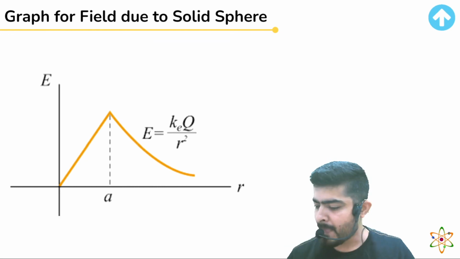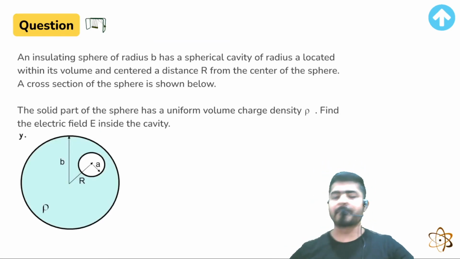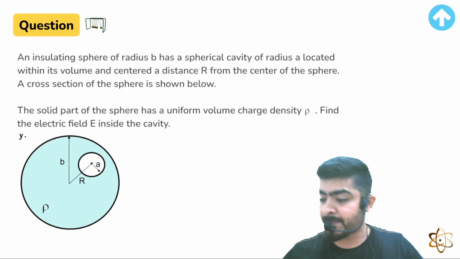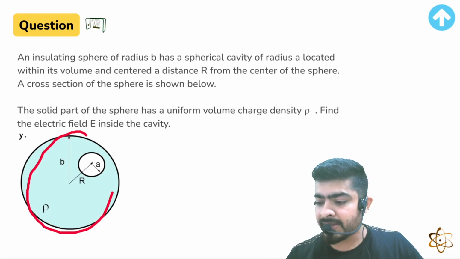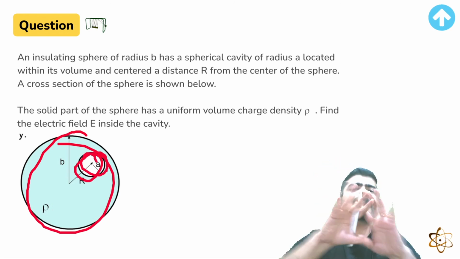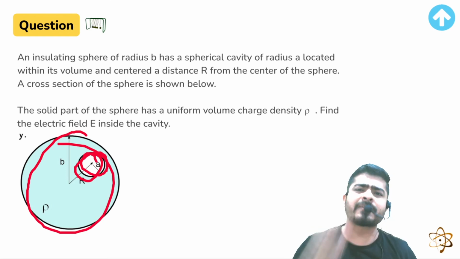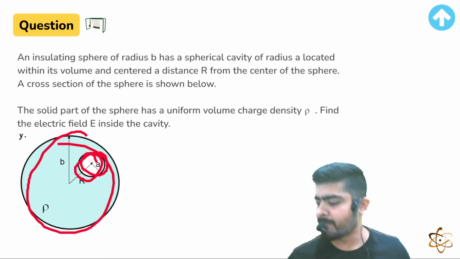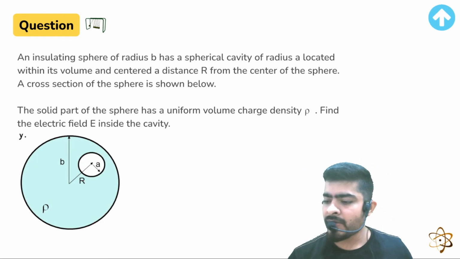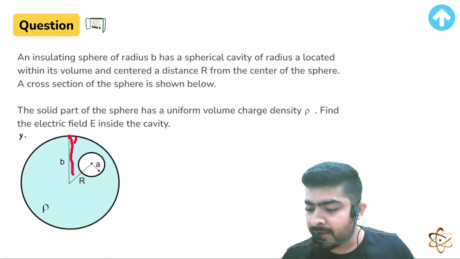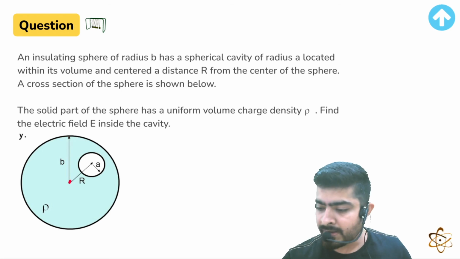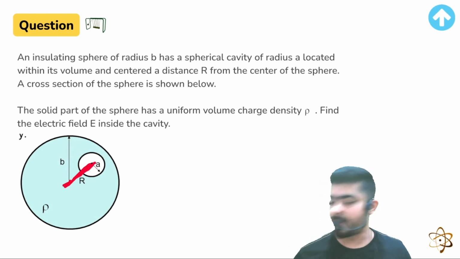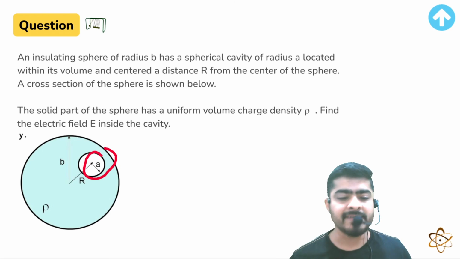All right. Now let's look at one very important question in case of solid spheres. So here you got a sphere. This is a solid sphere with a cavity inside it. That is, there's an entire solid sphere, but inside there's a spherical hole, a spherical cavity. So the radius of the bigger sphere is b. The distance between these two centers is capital R, and the radius of the cavity is a.